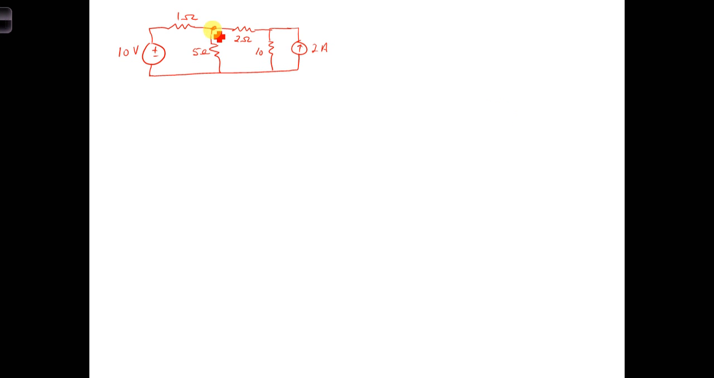There's one here, and then this bottom one here. So we're going to call that our reference, where V equals 0. We'll call this V1, we'll call this V2. We're now going to go ahead and write the two node equations associated with it.